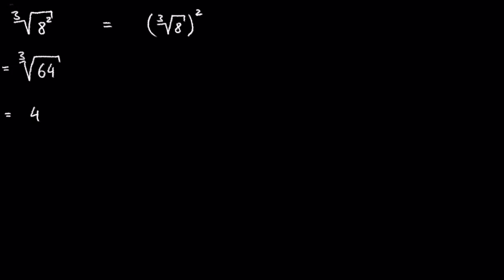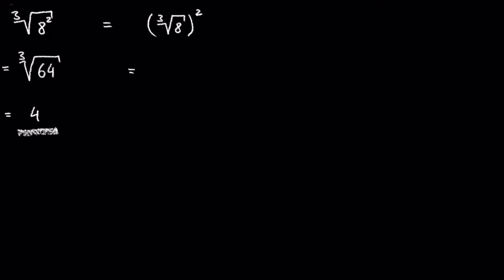Let's look at the rule for roots, where we change the order of the operations. The third root of 8 squared is the same as the third root of 8 in parentheses squared. In other words, at the left expression, we first square the 8 to 64, because 8 times 8 is 64, and then we take the third root of 64, which is 4, because 4 times 4 times 4 is 64.